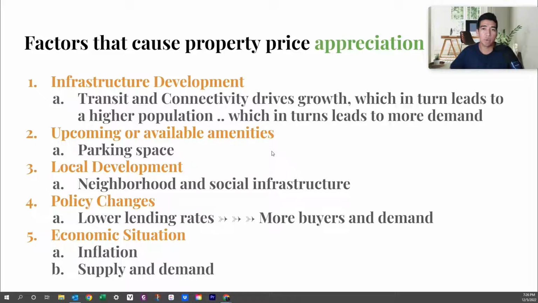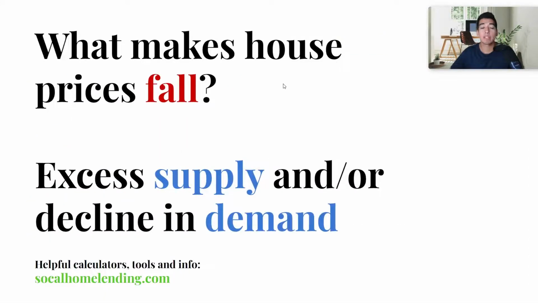It's really just a question of what the supply is like and what the demand is like to determine whether prices appreciate or depreciate. And all these other factors do play a role. But I do get asked a lot, what makes home prices fall? To keep it very simple and straightforward, it's excess supply and/or a decline in demand. So it could be one or the other or a combination of both.